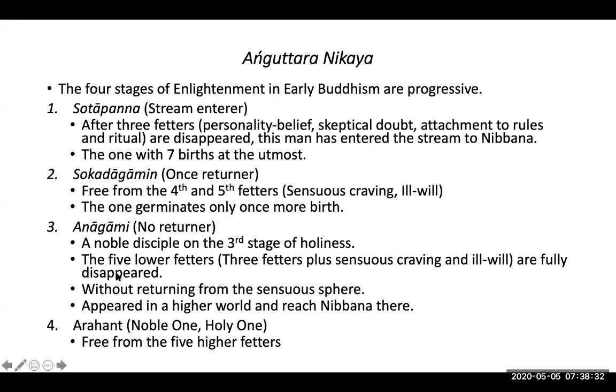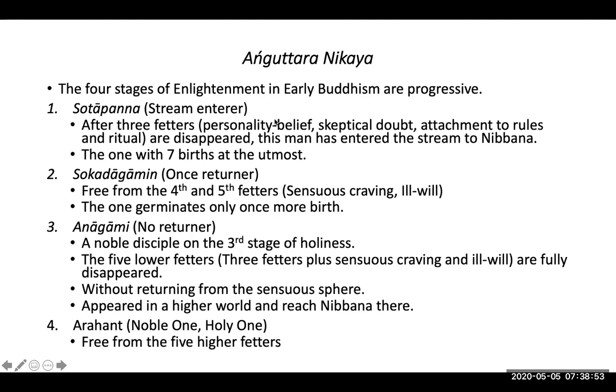The anagami may be somewhere else, not in the sensuous realm, and makes an effort, reaches nirvana, and eventually arrives at arahant. This arahant is free from the five higher fetters. So there are ten kinds of fetters.